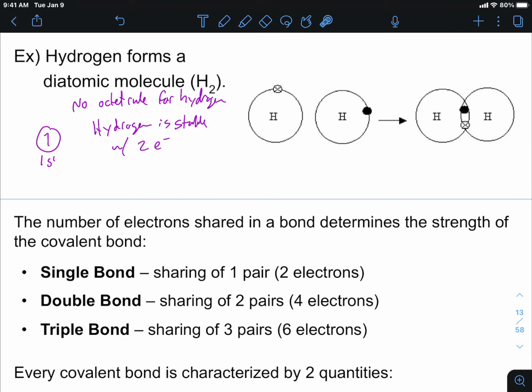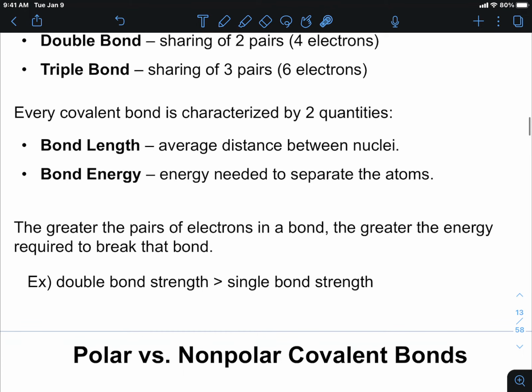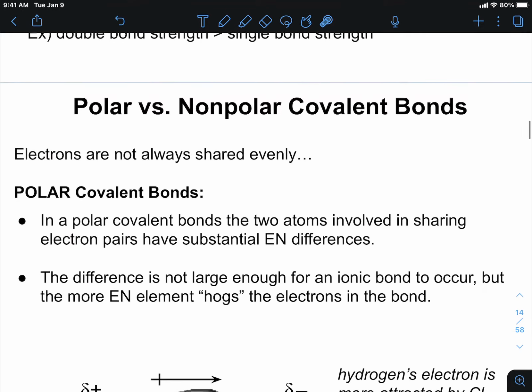Some elements can share 2 pairs of electrons. Some elements can share 3 pairs of electrons. And we call those single bonds, double bonds, triple bonds, respectively. That will become important later, just kind of introducing that now. We're going to talk about bond length, bond strength later on. Okay, I'm going to skip that for now.